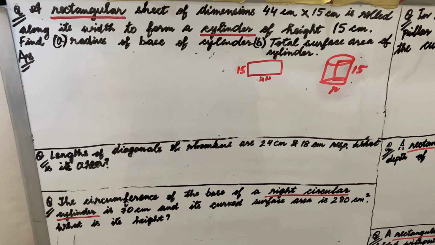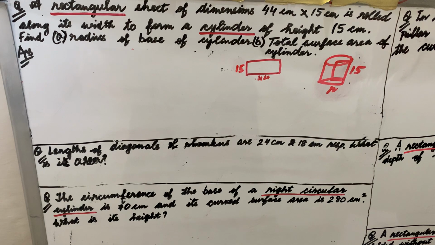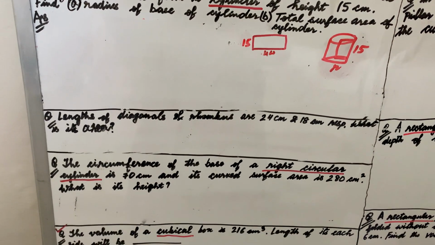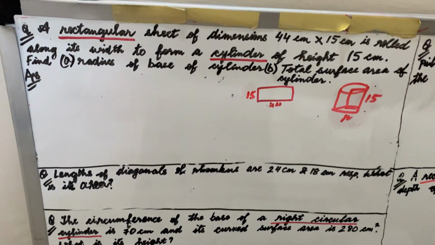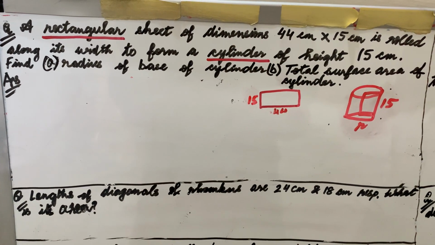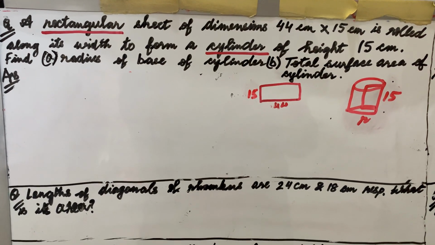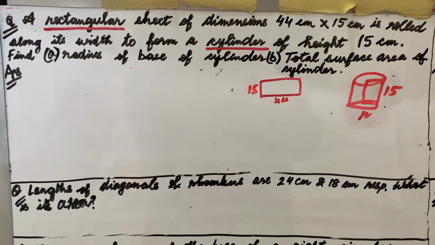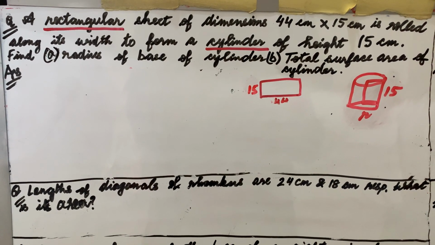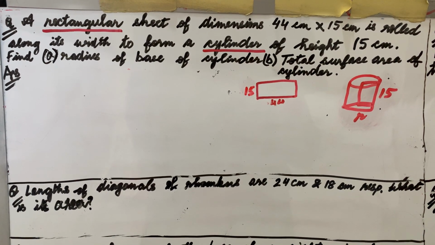So today I'll be covering 4 problems for the chapter of mensuration. It involves cylinder, rhombus, and cube. So the first problem, let's go through it. A rectangular sheet of dimensions 44 centimeter into 15 centimeter is rolled along its width to form a cylinder of height 15 centimeter. Find the radius of the base of the cylinder and the total surface area of the cylinder.